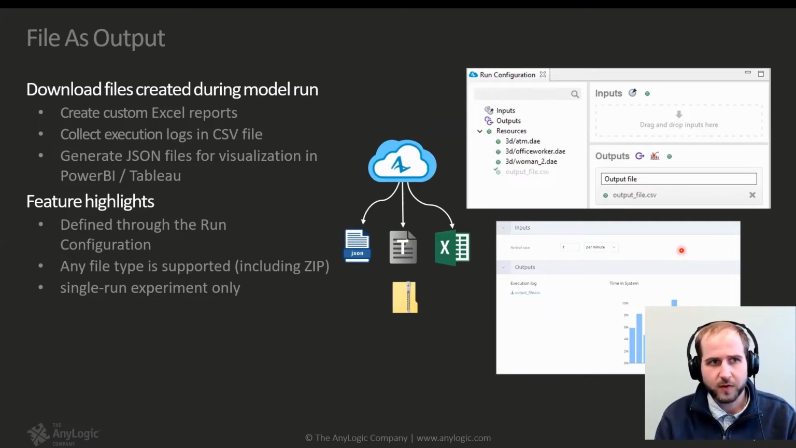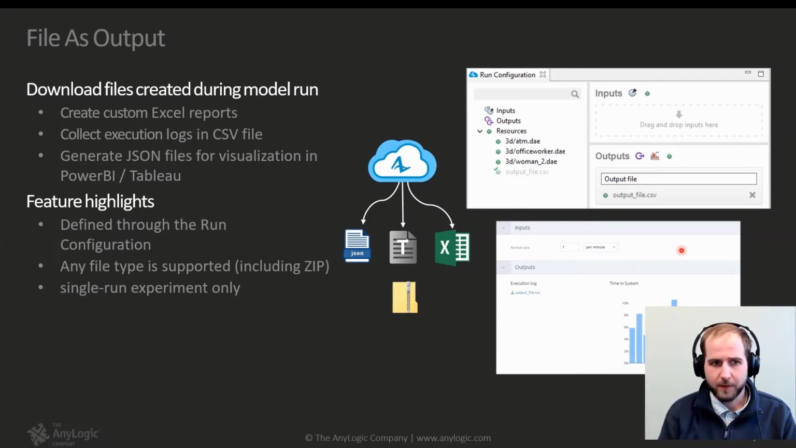Similarly, you can also set up these files as a type of output to the model as well. You may want to download these files that are created during the model run to create custom Excel spreadsheets. You can also do things like create execution logs of your simulation model, or you can generate JSON files to use in other applications.